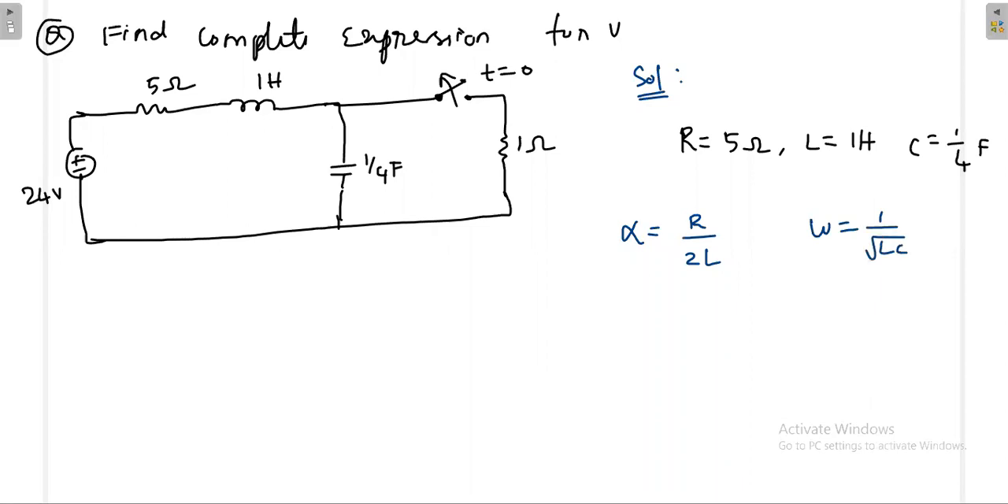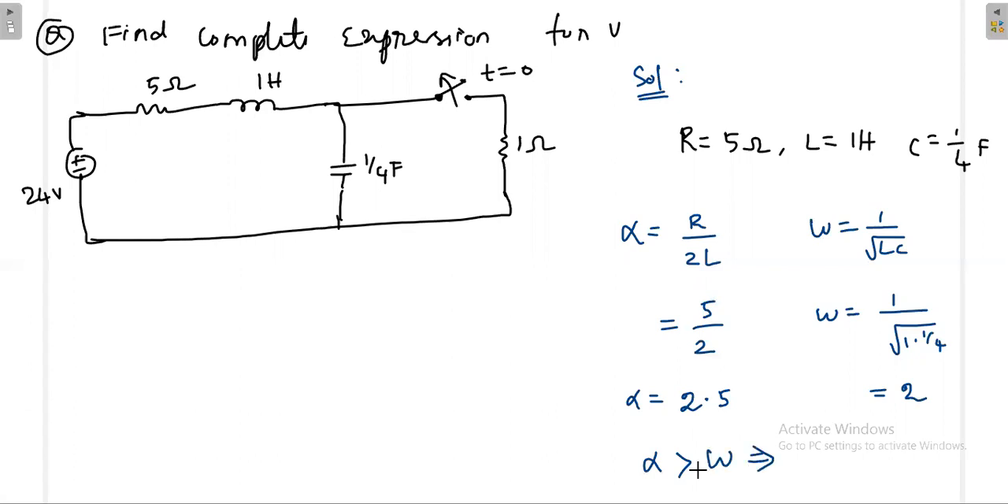Alpha is 5 by 2. Then what is omega? Omega is 1 by square root of 1/4, which is 2. Now alpha is 5 by 2, which is 2.5. So alpha is greater than omega.